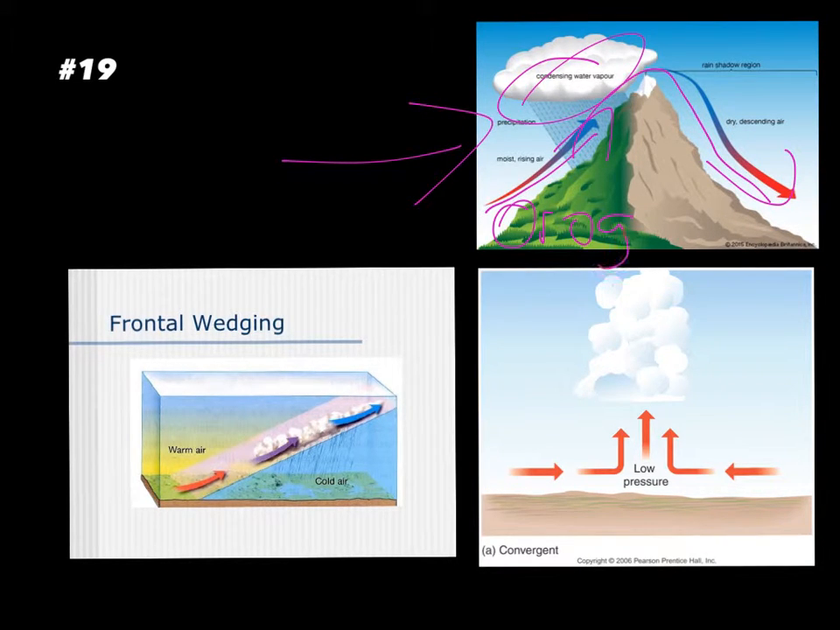O-R-O-graphic lifting. So this is what happens when air runs into a mountain range where it rains on one side and on the other side it is dry, creating what we call, remember, a rain-shadow desert.